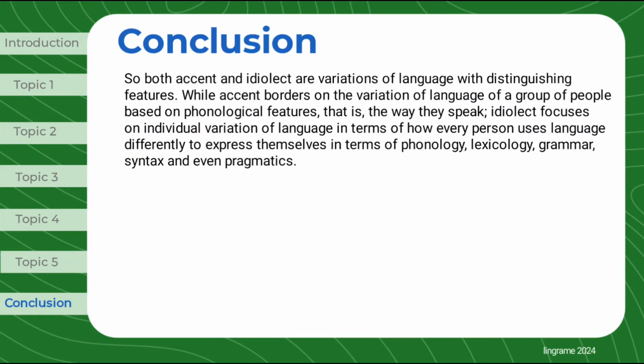So both accent and idiolect are variations of language with distinguishing features. While accent borders on the variation of language of a group of people based on phonological features, that is, the way they speak, idiolect focuses on individual variation of language in terms of how every person uses language differently to express themselves in terms of phonology, lexicology, grammar, syntax and even pragmatics.